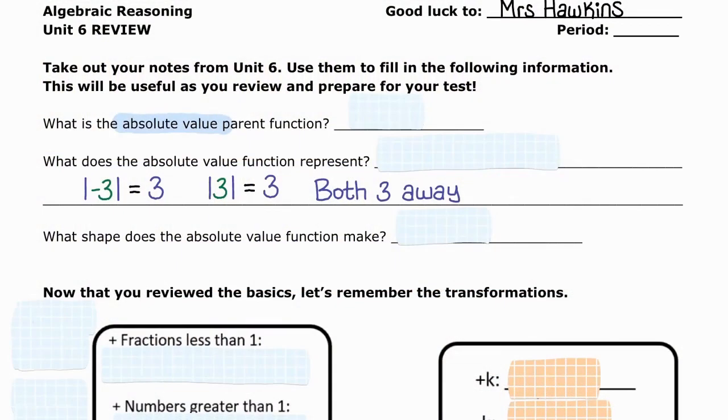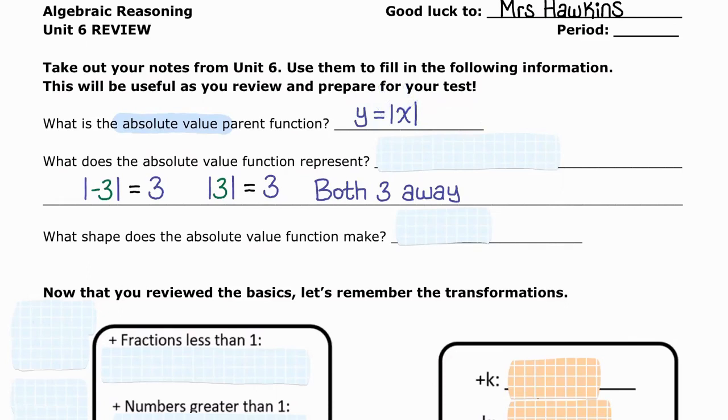So the first question is asking, what is the absolute value? And notice parent function. So that means no transformations. I've not moved it. Where is that starting point? So for this one, that is just going to be y is equal to the absolute value of x. So notice that there's nothing on the outside, there's nothing in front, there's nothing inside. So no transformations have been applied.